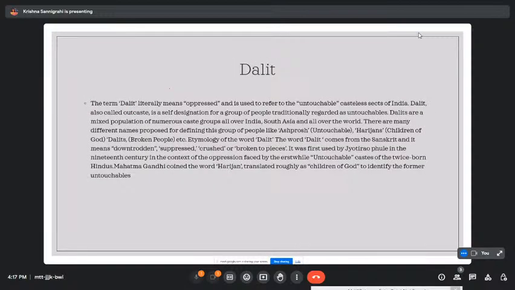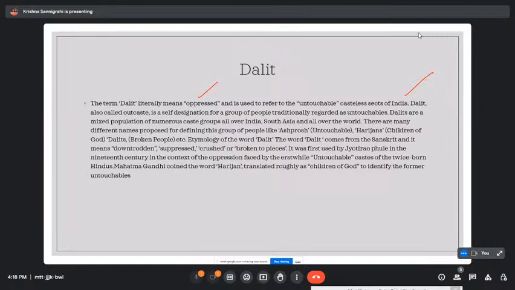So the term Dalit literally means oppressed, and it is taken from the Hindi and Sanskrit word Dalan or Dalit, which means oppressed, and is used to refer to the untouchable castes or casteless sects of India. Dalit is also called outcast. It is a self-designation for a group of people traditionally regarded as untouchables. So Dalits are a mixed population of numerous caste groups all over India, South Asia, and all over the world.